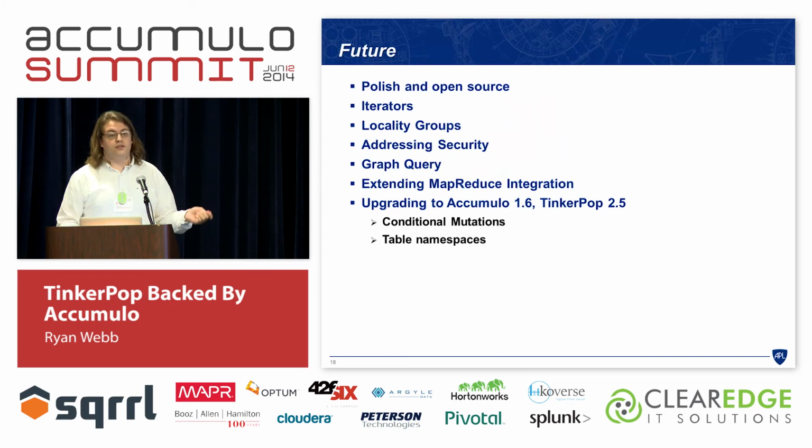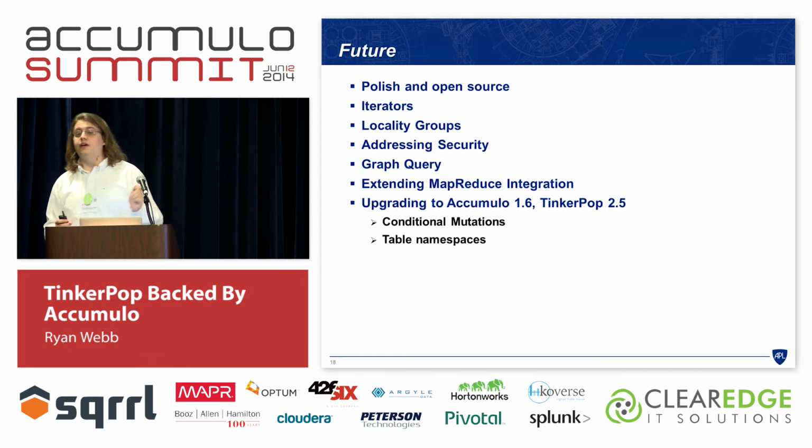Extending MapReduce integration. So right now, what you saw is what we have. We have a vertex input format. We want to extend that to an edge input format and output formats also. And then upgrading to Accumulo 1.6 and TinkerPop 2.5. The transition to TinkerPop 2.5 won't be that far of a stretch. There's like 2 things that interact with us in the changelog, and it shouldn't even matter if we upgrade. But we're still at 2.4.